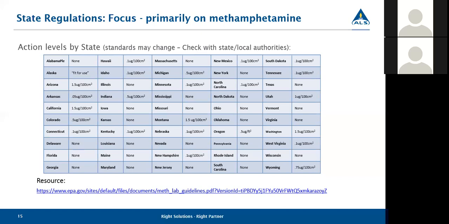Please note that state, local regulatory authorities should always be contacted and considered as the defining authorities for individual state regulations. The resource provided on this slide, link there, also discusses the cleanup process for methamphetamine and other constituents such as fentanyl, cocaine, heroin, and more.